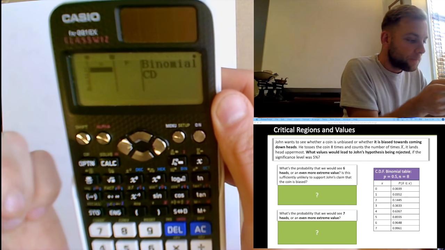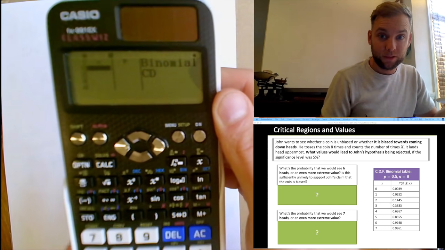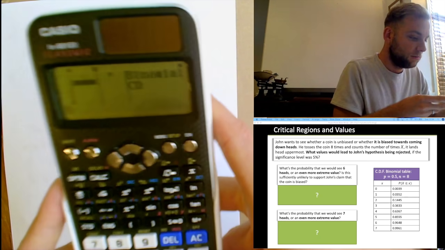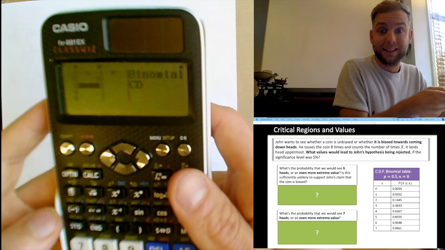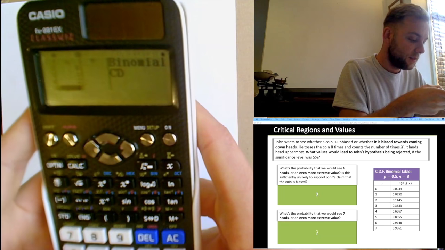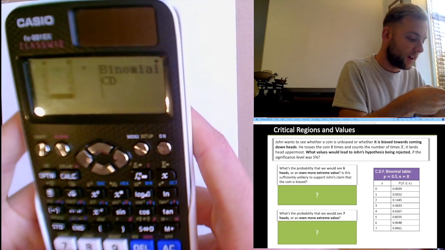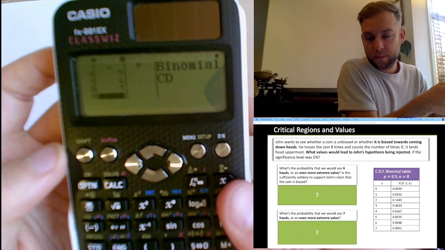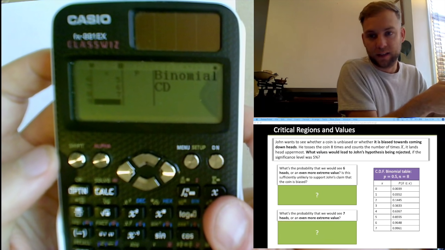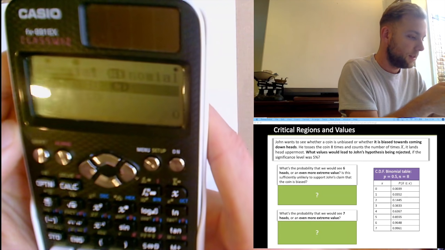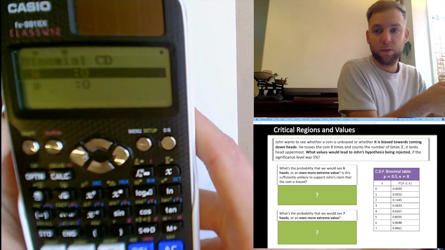So if we're flicking this coin 8 times, then our outcomes are going to be 0, getting 0 heads, 1 head, 2 heads, 3 heads, 4 heads, 5 heads, 6 heads, 7 heads. If I was to do 8 on there, then we know it's going to be 100%. So I press 80, and then I press equals.